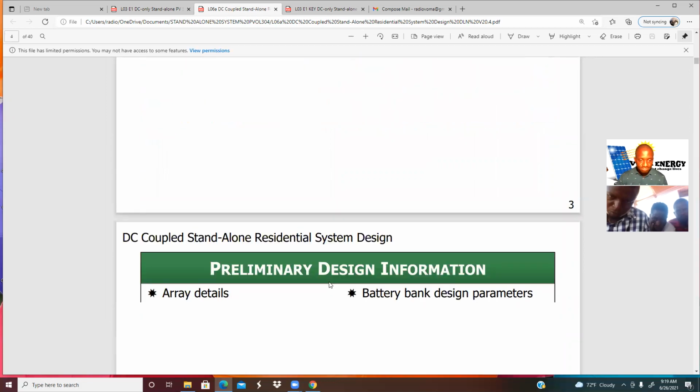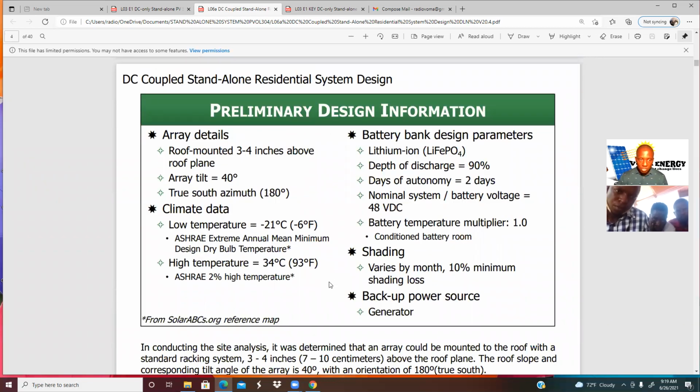All right. Now, the preliminary design information: you need to understand the array details. When we talk about an array in PV or solar systems, the array is the number of panels, how many solar panels you're going to combine together. That's called an array. One panel, one PV, is called a module, a PV module, just a refreshment for Prince to understand. Now, roof mounting, there are different types of mounting. We have roof mounting, we have ground mounting, we have pole mounting. But the mounting for this design is a roof mounting, which means it's going to be put over the roof.